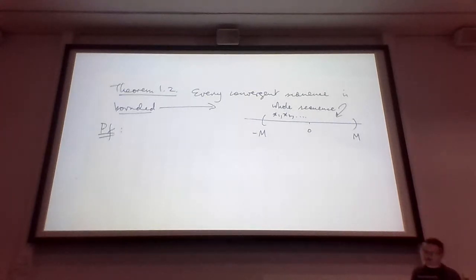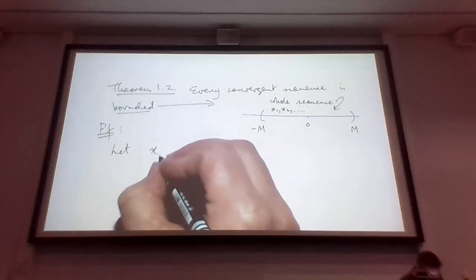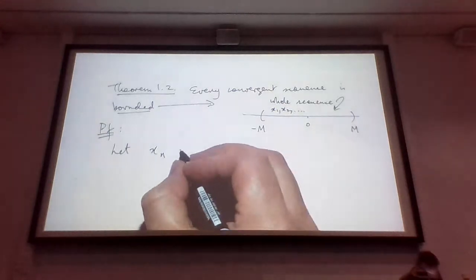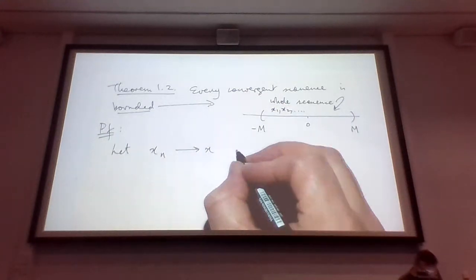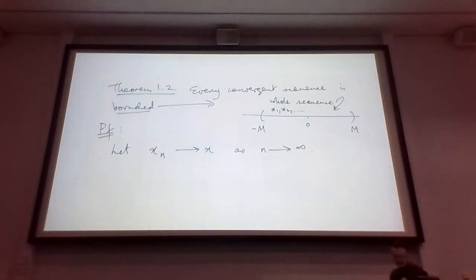So theorem 1.2 says every convergent sequence is bounded. Okay? So we give ourselves a sequence xn. We suppose that it converges to x as n tends to infinity. So our task now is to find this number, capital N. And the only thing we can use is the knowledge, the fact, that the sequence converges to x.